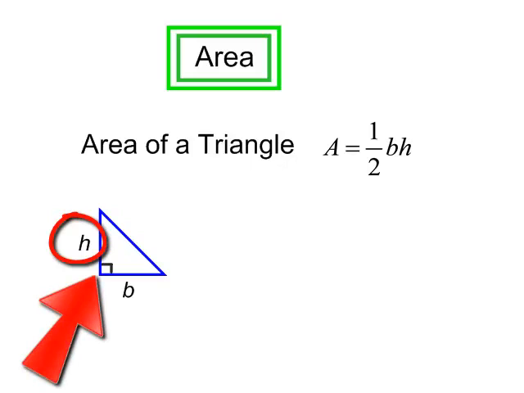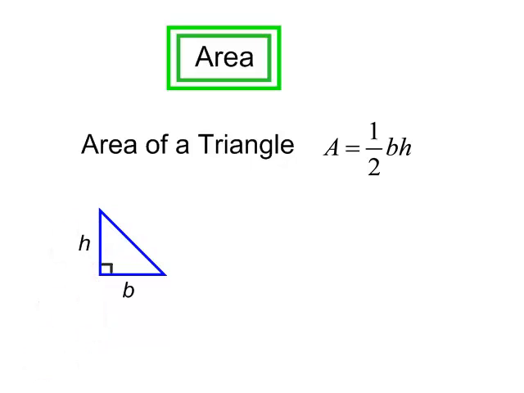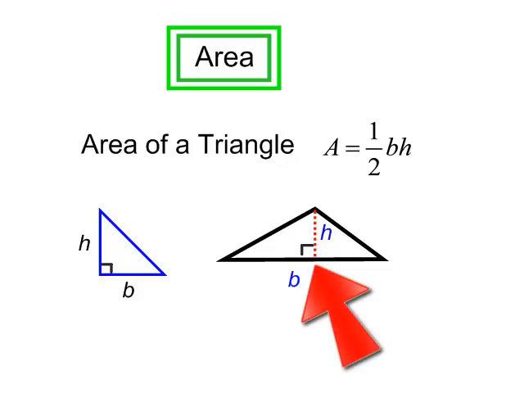This is a right triangle, so this side of this triangle is considered the height. I can tell by this box that these two segments are perpendicular. In this triangle, these sides are not perpendicular to the base. I would need to find that line segment that is perpendicular to the base of the triangle and use that in my area formula. Now let's try a few problems.